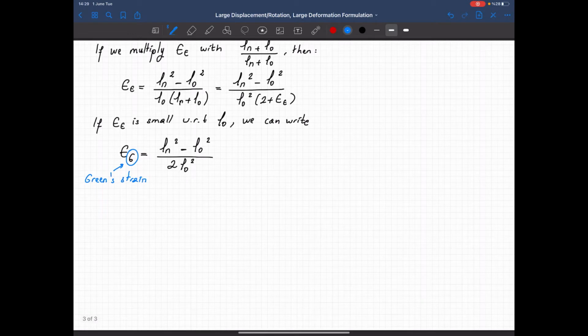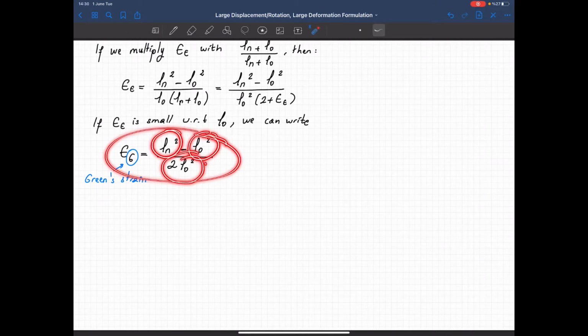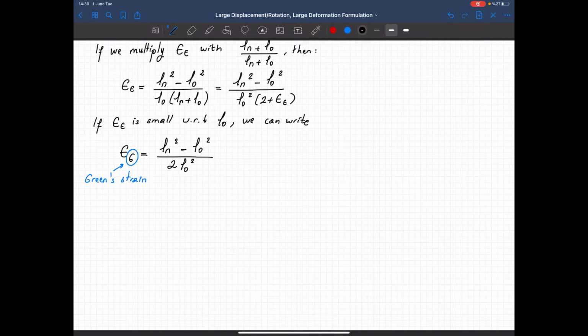Okay, now as you see, my strain definition will have the length squares. This means that the length has square roots in it, and if you take the square, you get rid of these square roots. Okay, but of course, in order to do that, I have to assume that I have a small strain. Okay, let's continue.